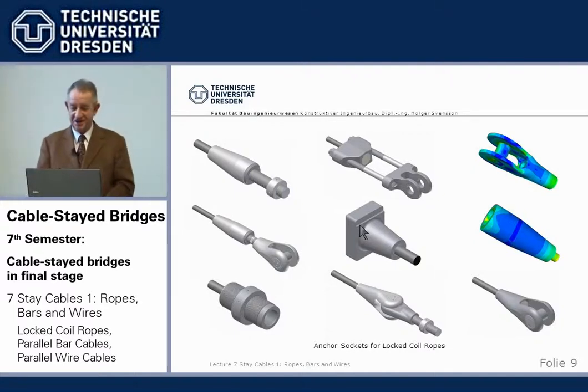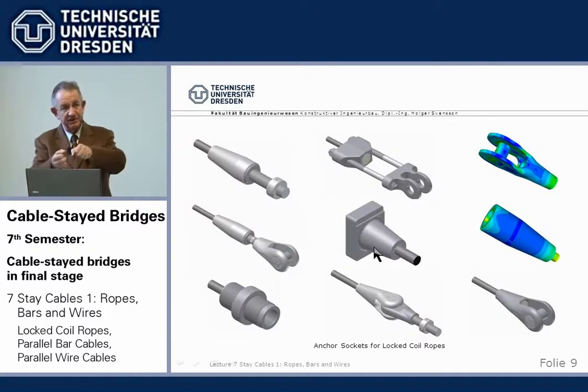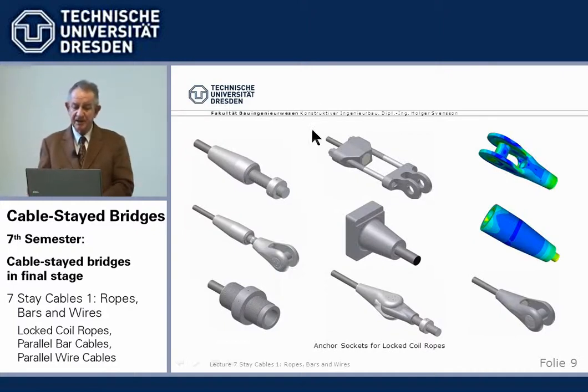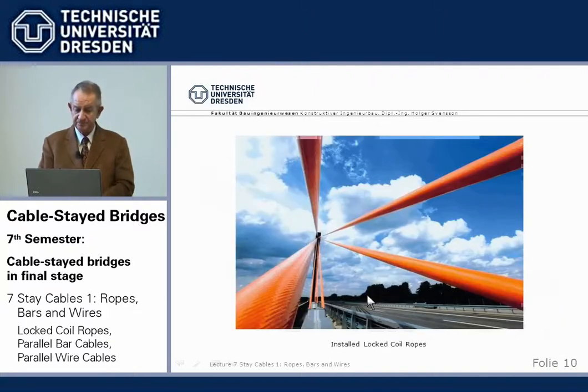So the same type, but these are installed in an anchorage and turned by 90 degrees. And so that's where they are in. Another type are open sockets, I call them, with hinges in various ways. They are not normally used for large bridges. They are more for, say, pedestrian bridges and so on. And here we have a nice picture, I think, of an installed locked coil rope. This was for the Ilvrich Bridge near Düsseldorf.